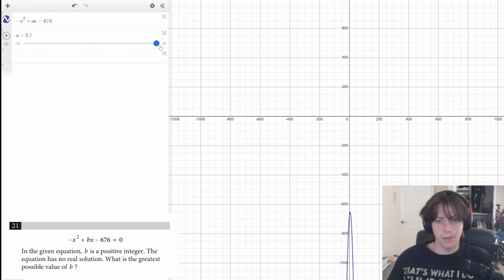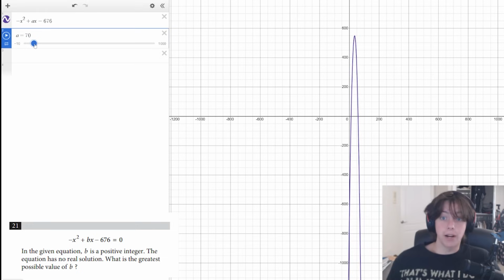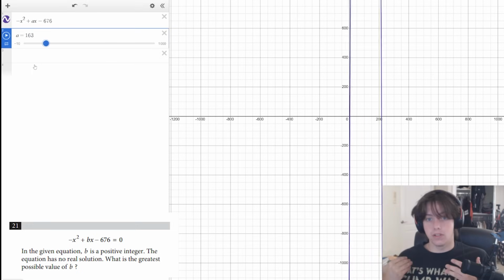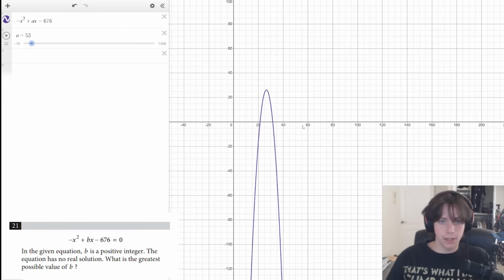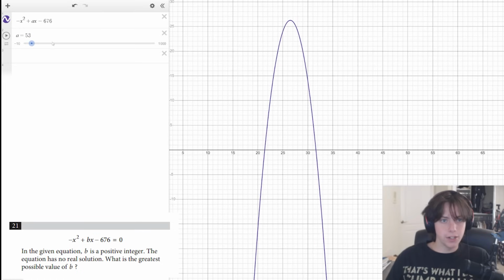Obviously we see that we have to increase our slider value. So I increased it to like 1,000 just to get us somewhere. And increasing it, we see right away that at some point we get some real solutions. So we have to see at what point we get those. We can zoom in and start decreasing.